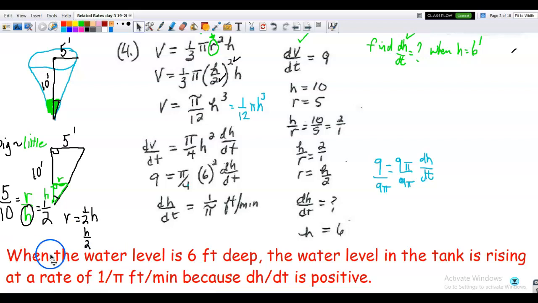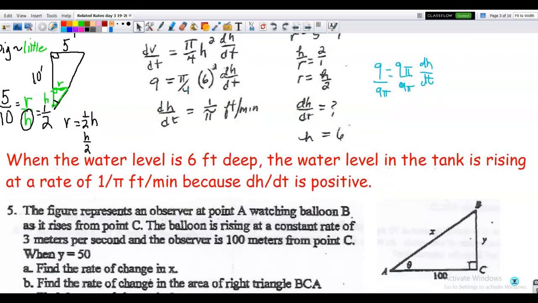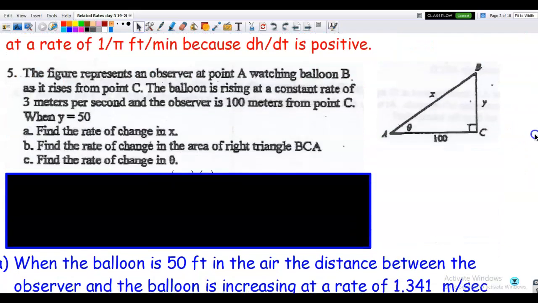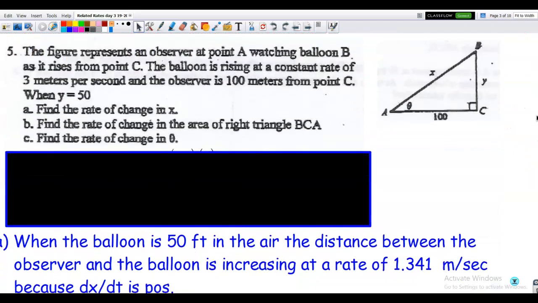Oops, where did my little box go? That's okay. So when the water level is 6 feet deep, the water level in the tank is rising at a rate of 1 over pi feet per minute. And I know I said no slanty fraction bars, but I'm limited in my typing. Because dh dt is positive. So if you're writing, don't write slanty fraction bars. That's a bad thing.